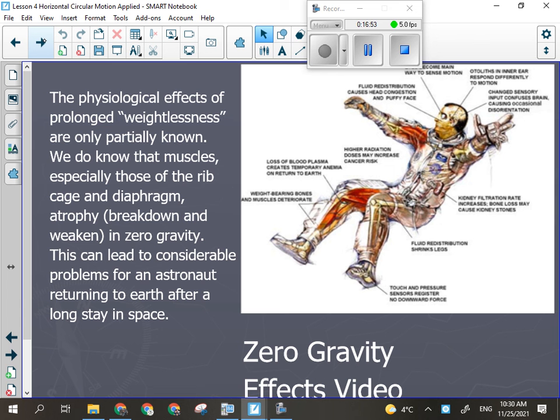Touch sensors, okay, and things like that in your feet work differently because again, there's no gravity pulling down on you. You'll lose the calluses in your feet. Okay, like everybody's got calluses on their feet. You lose those in zero gravity because you don't use it. Okay? Yeah, so there's all kinds of issues with being in zero gravity.